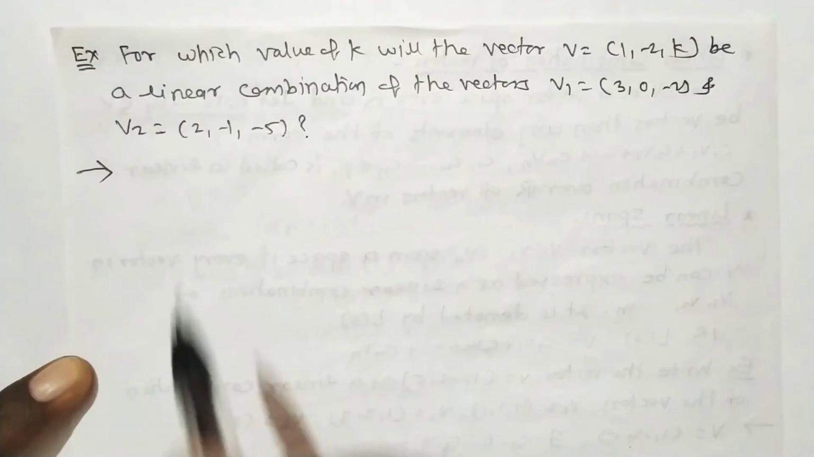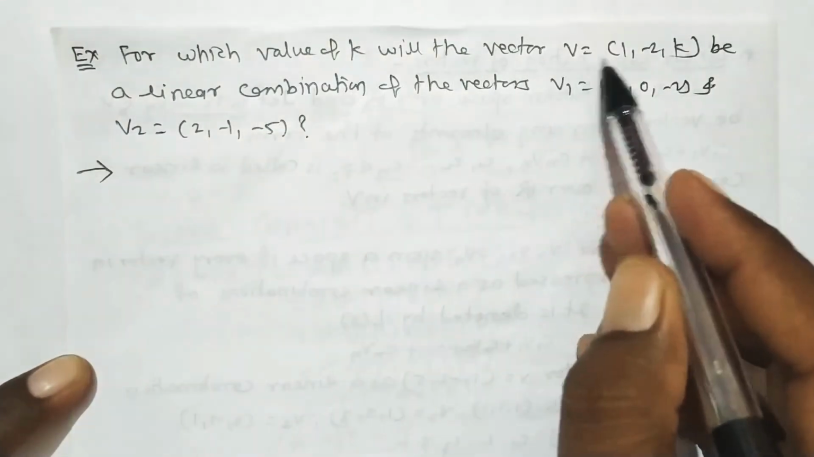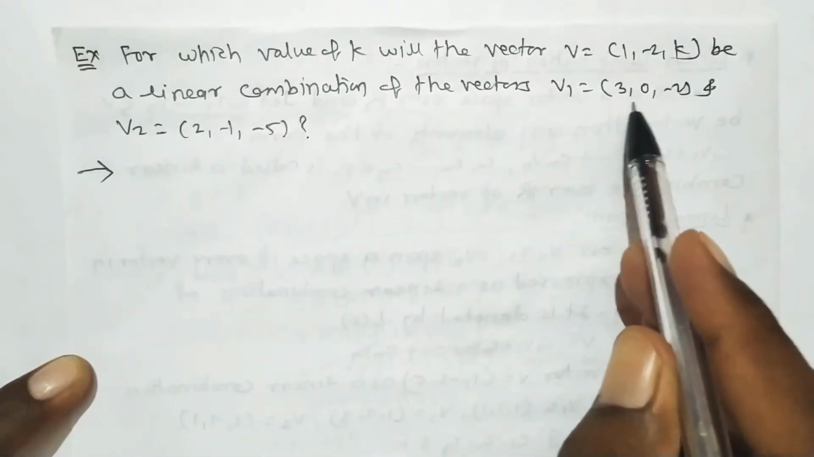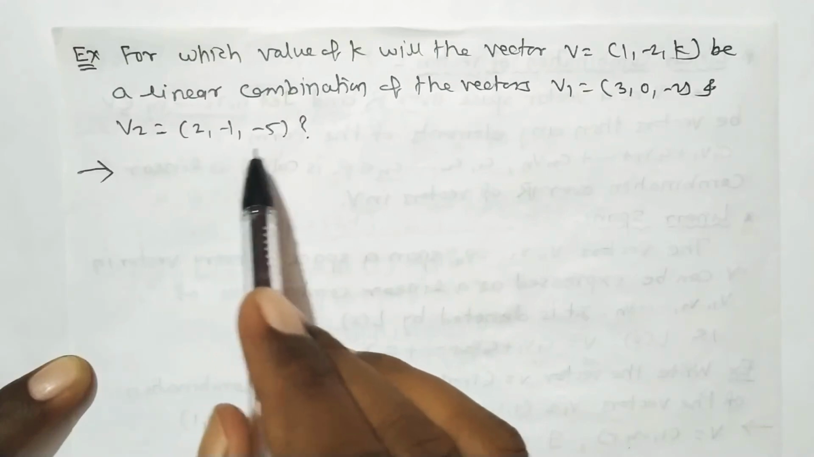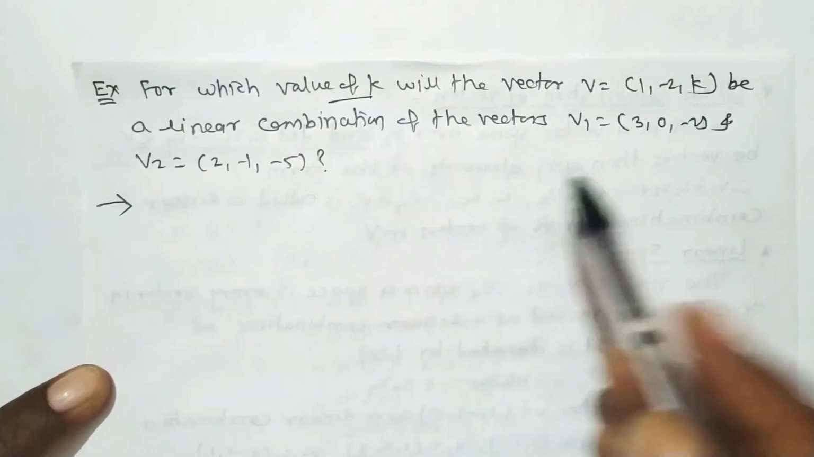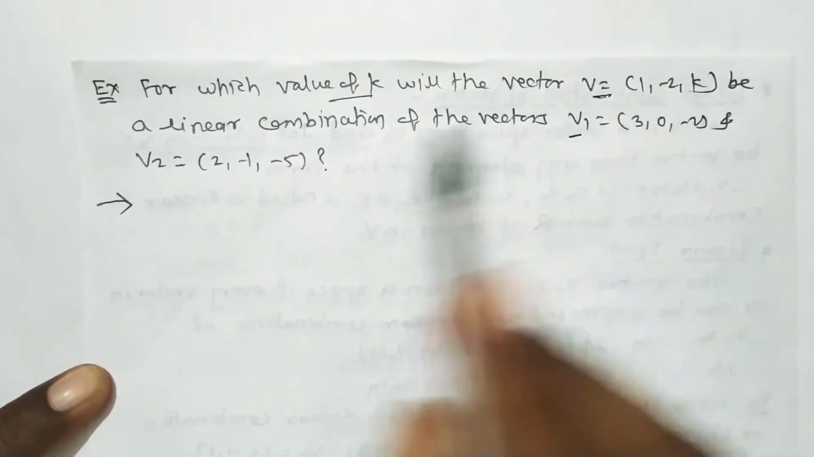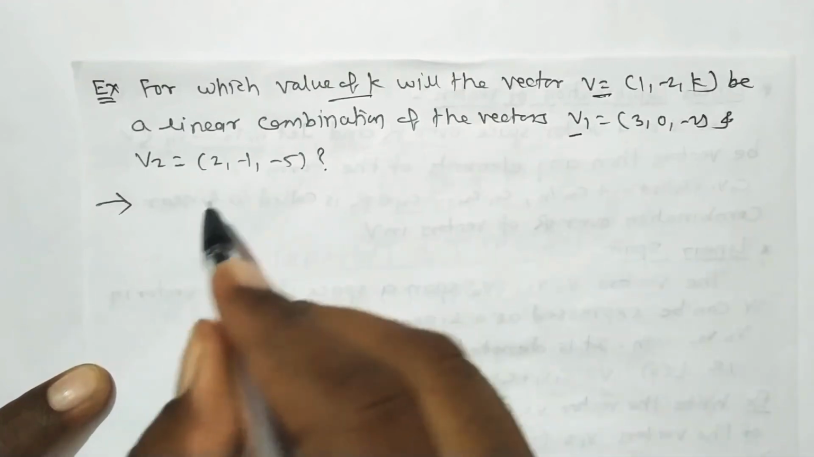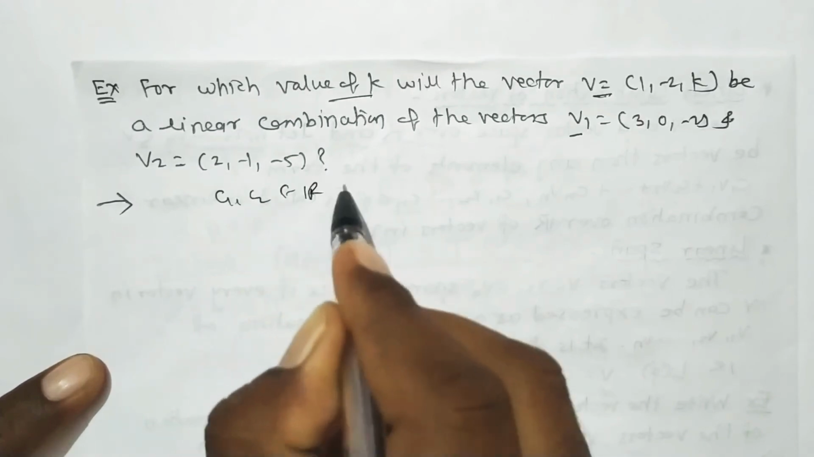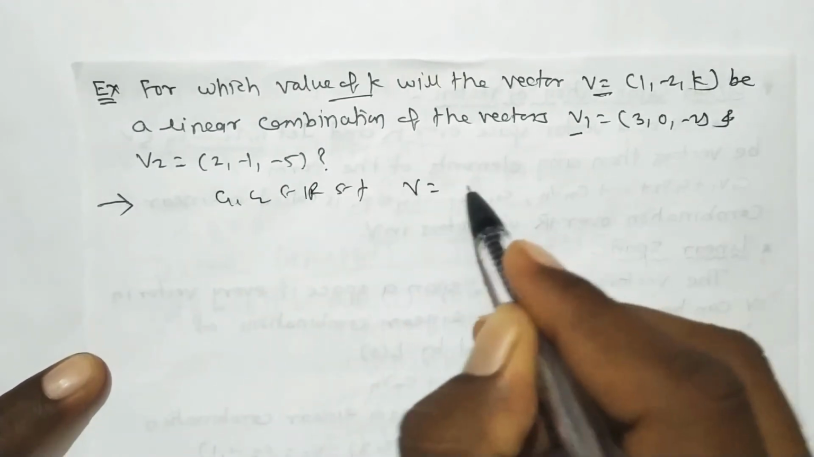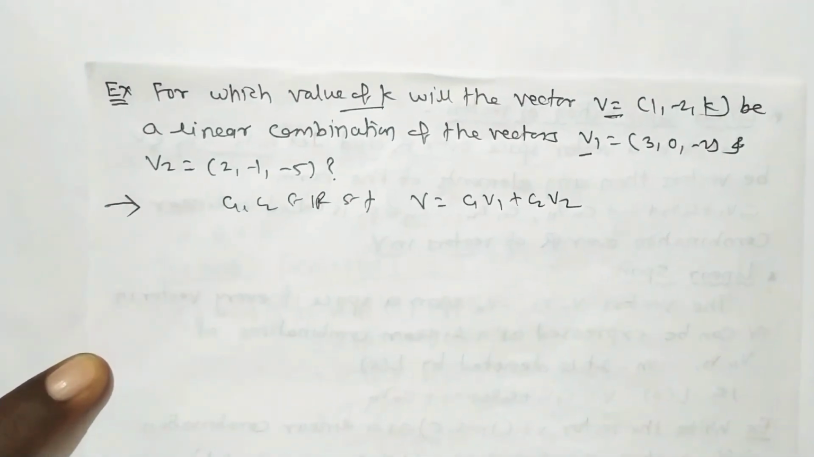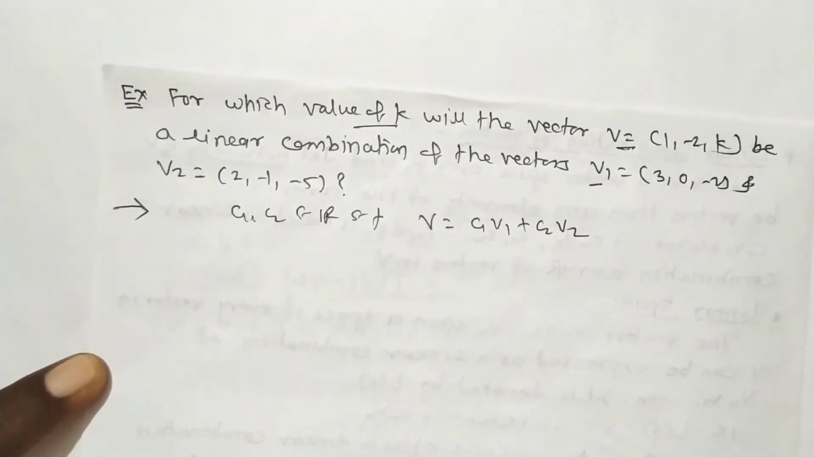So the next example is: for which value of k will the vector v equal to (1, minus 2, k) be a linear combination of the vectors v1 equal to (3, 0, minus 2) and v2 equal to (2, minus 1, minus 5)? So how to find the value of k? In the problem it is given that v is a linear combination of v1 and v2. v1 and v2 are two vectors, so there exist two scalars c1, c2 belonging to R such that v is equal to c1 v1 plus c2 v2, where v1 and v2 are elements of V and c1 and c2 are elements of R.